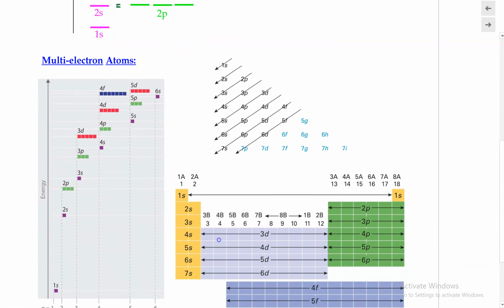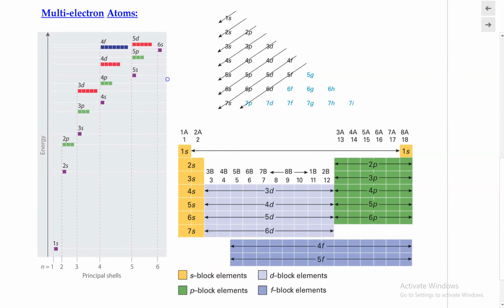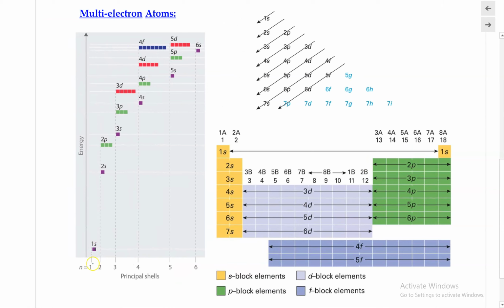Versus for multi-electron atoms, which is basically the rest of all the atoms except for hydrogen, this is how the order in energy would be. On the first principal shell, we have the 1s, and that is lowest in energy. Now when we move on to the second principal shell, we have the 2s and the 2p, and the 2s is lower in energy than the 2p. And now moving on to the third principal shell, we have the 3s, 3p, and 3d, and the 3s is lower in energy than the 3p and 3d. And now moving on to the fourth shell, here is this 4s right here. This 4s actually has lower energy compared to this 3d. So that's something very important we need to be able to recognize.